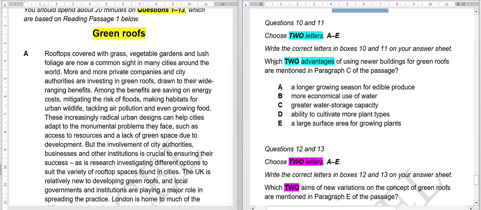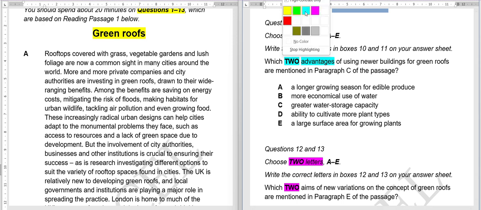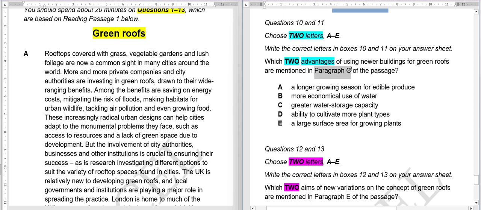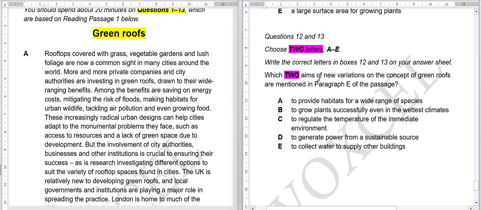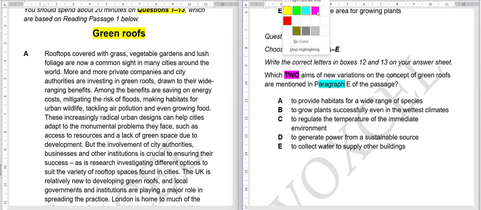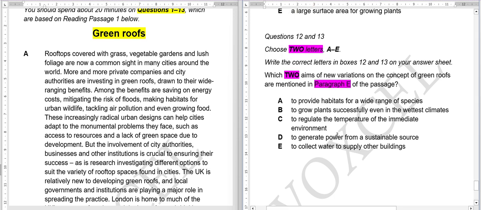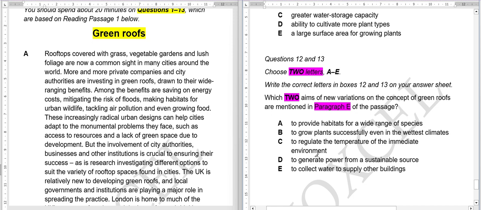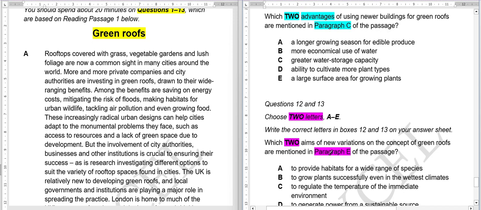11th and 12th. Which two advantages of using newer buildings for green roofs are mentioned? Okay, so here we have been given the location directly. This question is in paragraph C. So in paragraph A and B, we don't have to worry about these questions. And 12 and 13, which two of the variations on the concept of green roofs are mentioned? This particular question is given in paragraph E. So we don't have to worry about these questions until and unless these paragraphs come along.